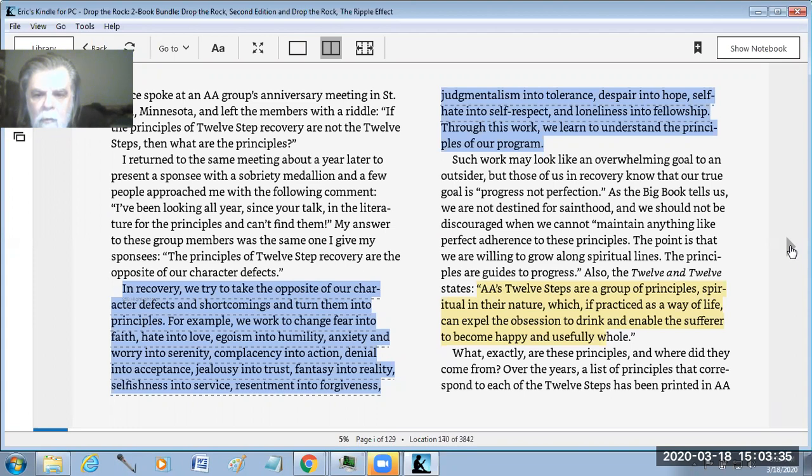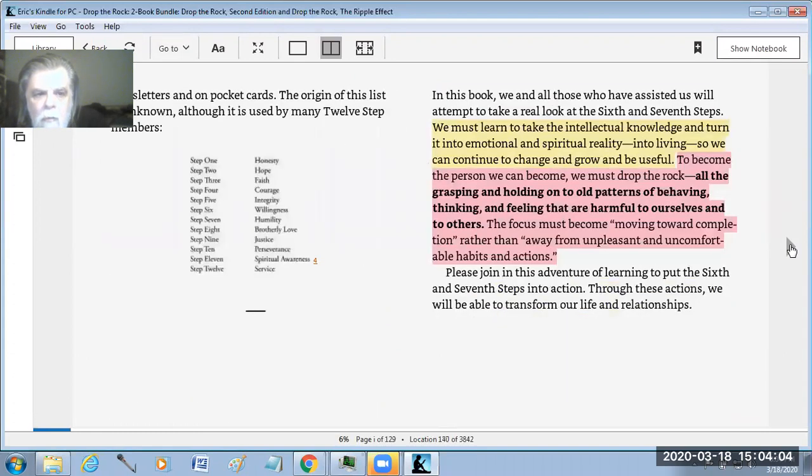Also, the 12 and 12 states: AA's 12 steps are a group of principles, spiritual in their nature, which, if practiced as a way of life, can expel the obsession to drink and enable the sufferer to become happy and usefully whole. What exactly are these principles, and where did they come from? Over the years, a list of principles that correspond to each of the 12 steps has been printed in AA newsletters and on pocket cards. The origin of this list is unknown, although it is used by many 12-step members.